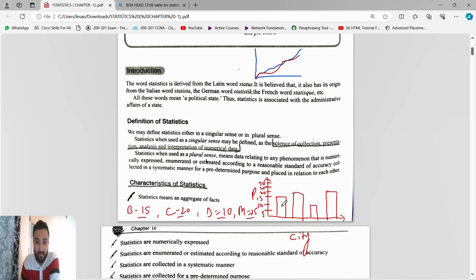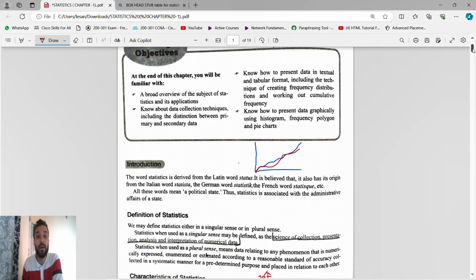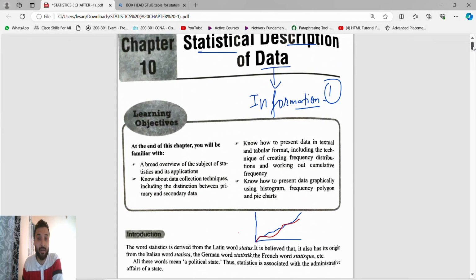What is the data? Bangalore, Chennai, Delhi, Mumbai. Which city has the highest population? Mumbai, sir, 25 lakhs. Which city has the least population, the minimum? Delhi, sir, 10 lakhs. Easily you can give the answer, right?